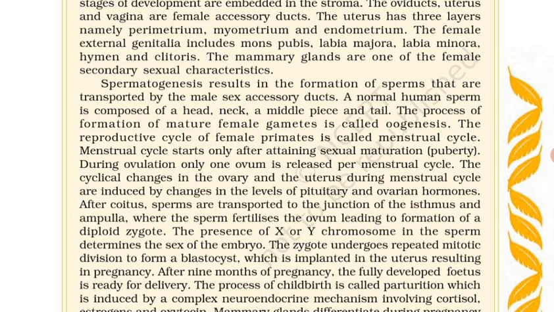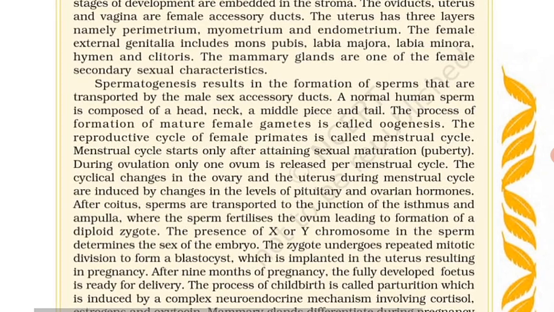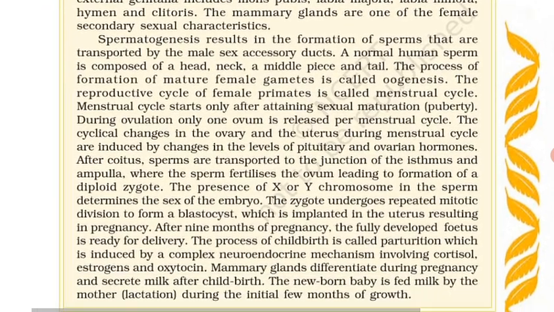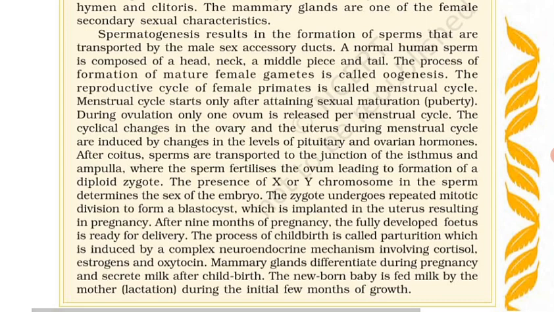The female external genitalia includes mons pubis, labia majora, labia minora, hymen and clitoris. What all are included? Labia majora, labia minora, mons pubis, hymen and clitoris. The mammary glands are one of the female secondary sexual characteristics.